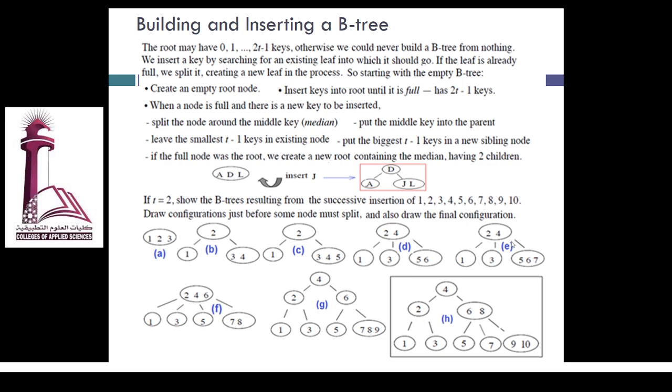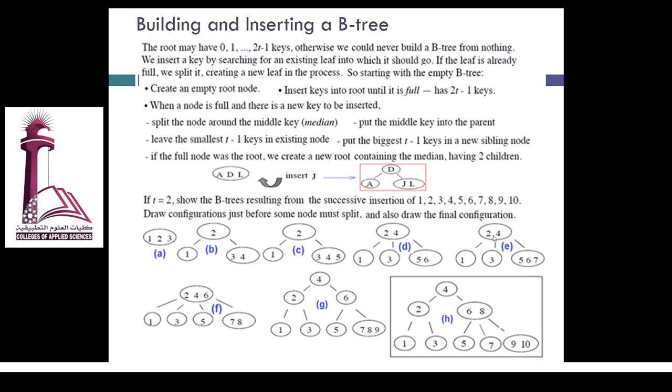insert 7. So there is a space. Right side there is a space. You can insert 7. Then next we are going to insert 8. So if you want to insert 8, again there is no space because maximum keys are available. So you have to move the middle to the parent. So 6 will be coming with this node.